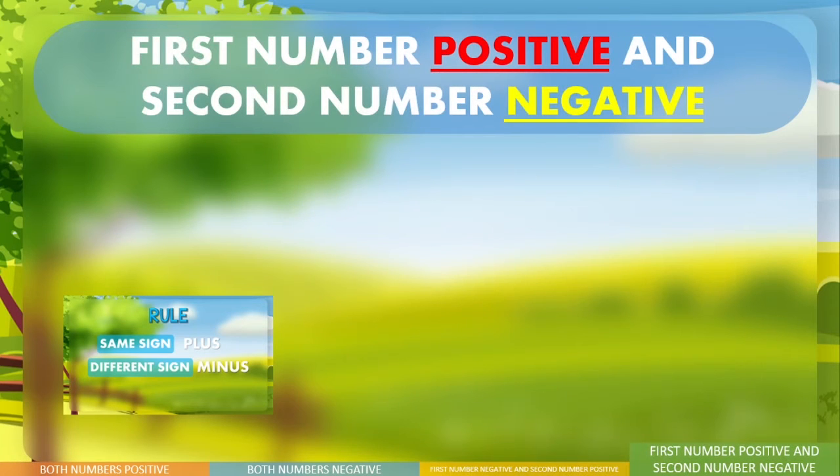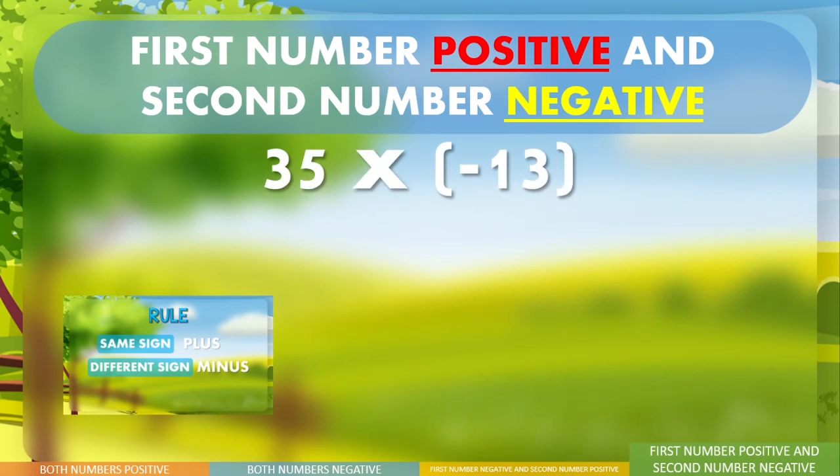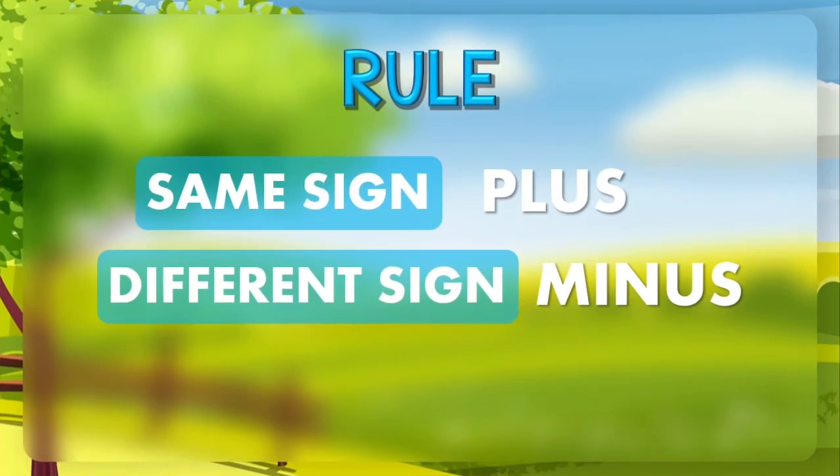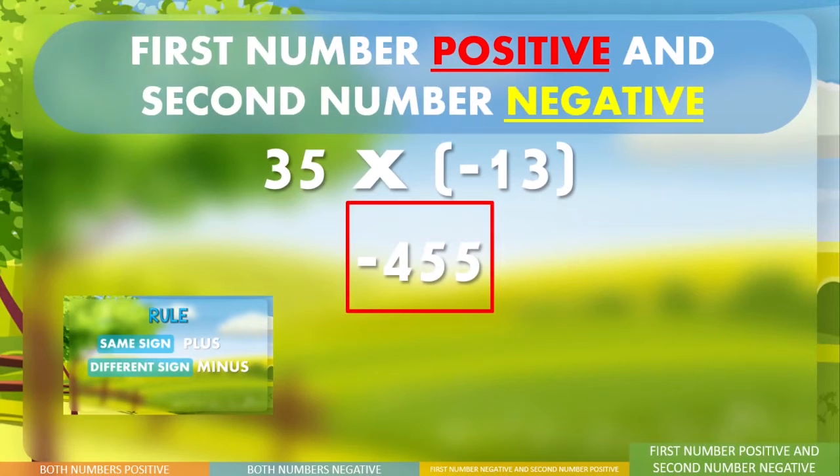Now if it's the other way around, first number positive and second number negative, here we have an example, 35 multiplied by -13. When we multiply these both, we'll get the answer 455. But we have different signs, and our rule says if we have different signs, then we put a minus sign. So we'll put a minus sign in front of 455 and we'll get the answer as -455.